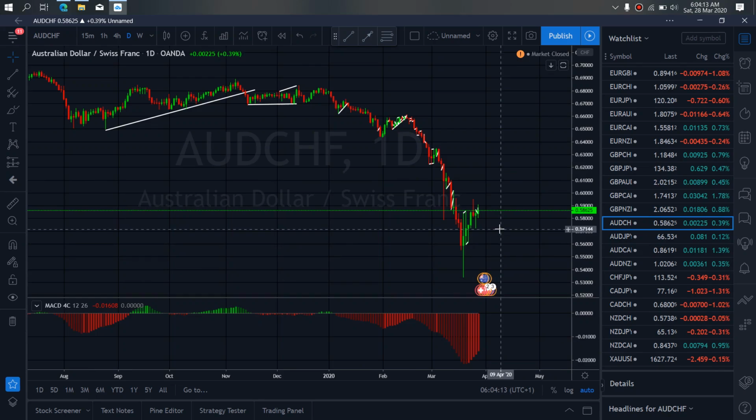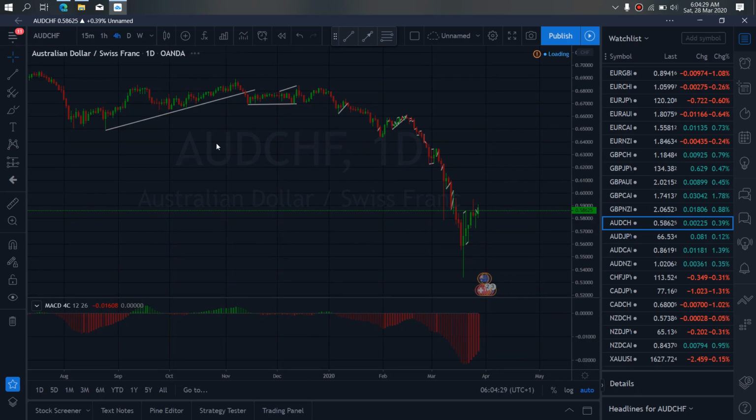On Aussie Swiss for this week, Aussie Swiss has been on this upside momentum, so this week we're expecting to give us corrective structure here before they resume this climb upside. Expect more correction to come through this week.